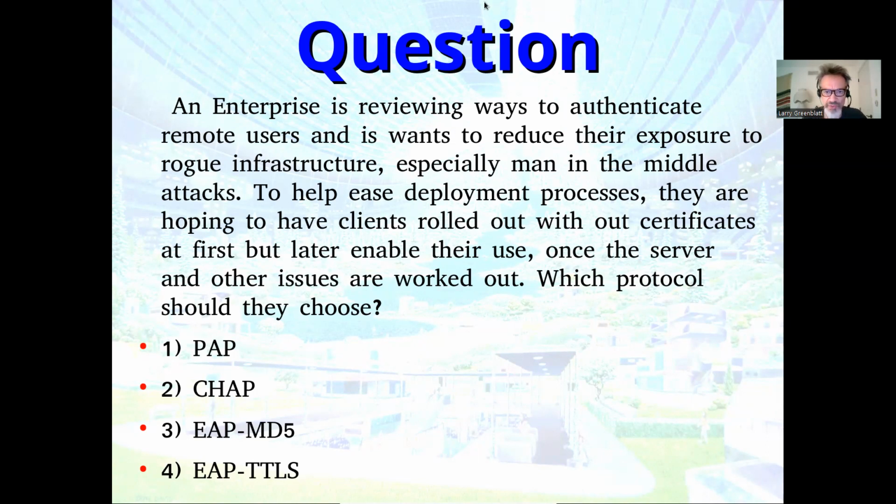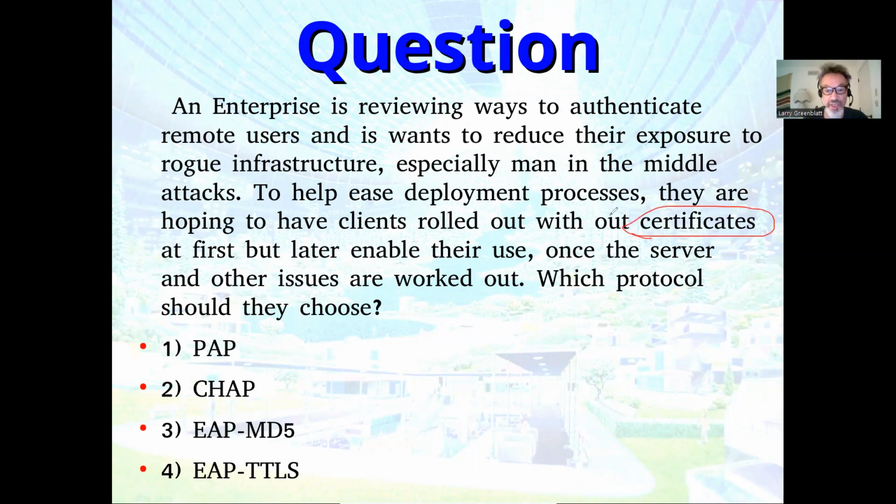So again, the requirement of this question is that whatever we choose has to be able to reduce their exposure to the most common type of rogue infrastructure, a man in the middle, a skimmer, whatever. So I need to do mutual authentication. That means when you answer the phone, don't just say, this is me. You always go, and who am I talking to? Like in IPsec, you authenticate both, at least the IP address. But here I have to authenticate the person and the server. And the other thing is that we want to use certificates.